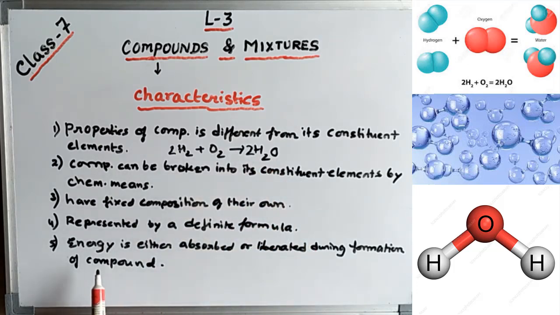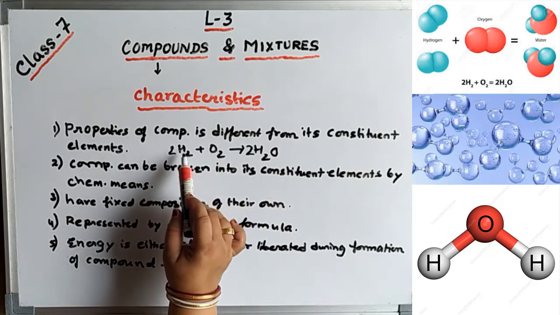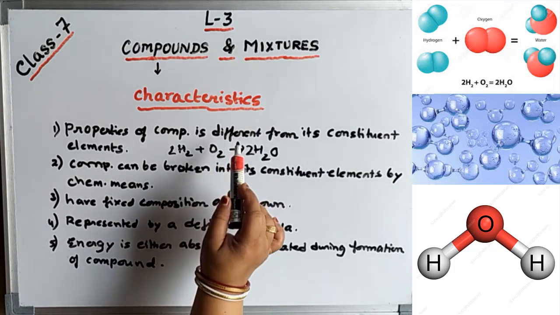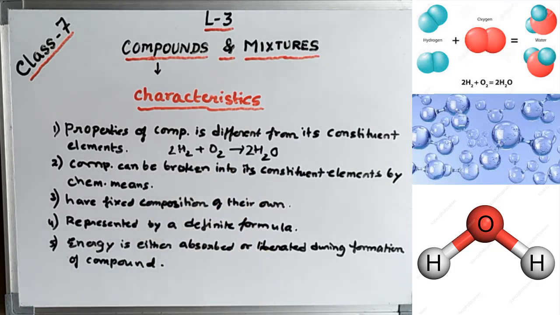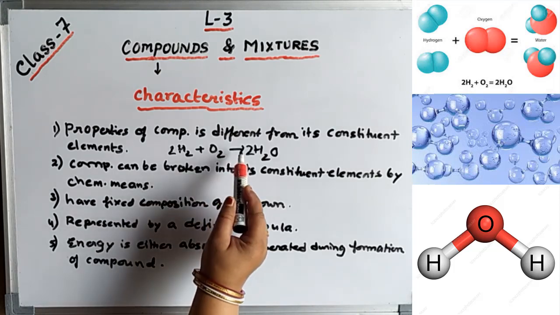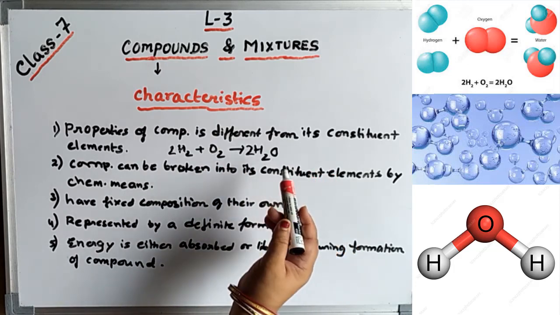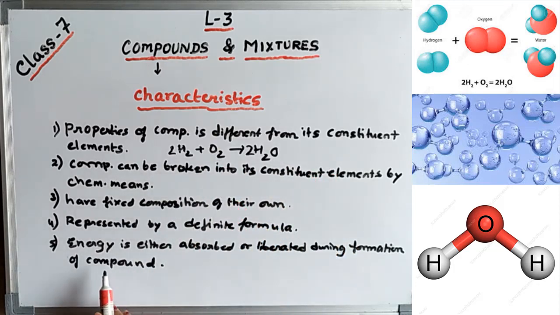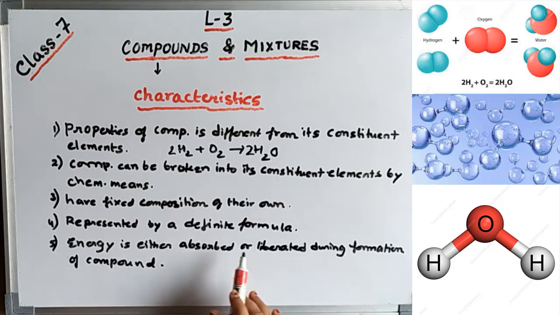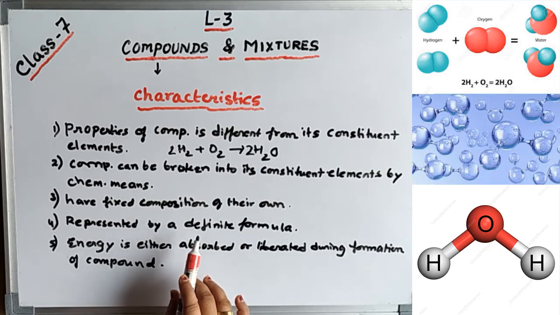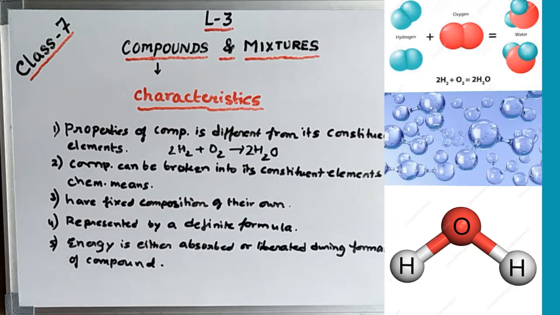And the last characteristic is that energy is either absorbed or liberated during the formation of a compound. That means energy is required in this process. Heat energy is often given to a chemical reaction to make it proceed. Sometimes energy is liberated as one of the products in some chemical reactions. So energy is either absorbed or liberated. Any one will take place, both will not take place during the formation of a compound. So these are the basic characteristics of a compound.